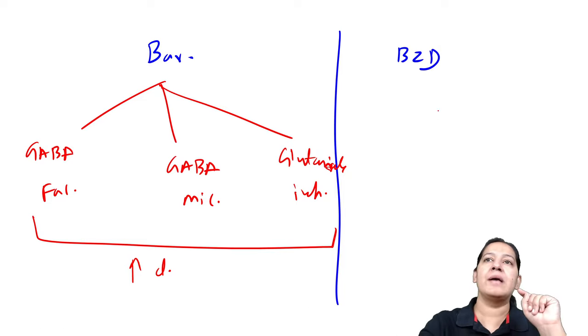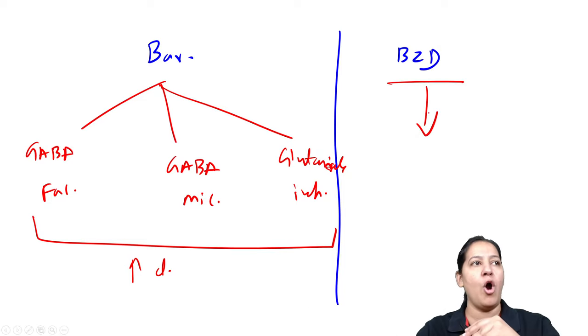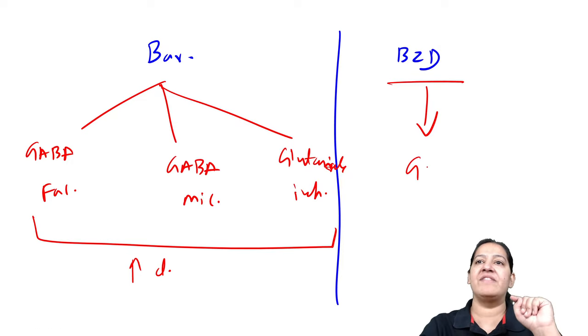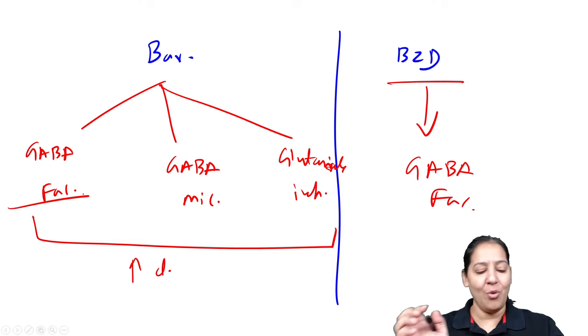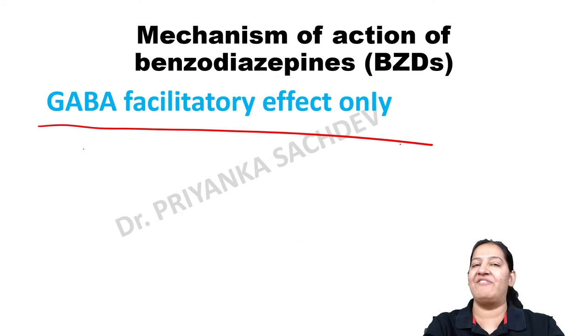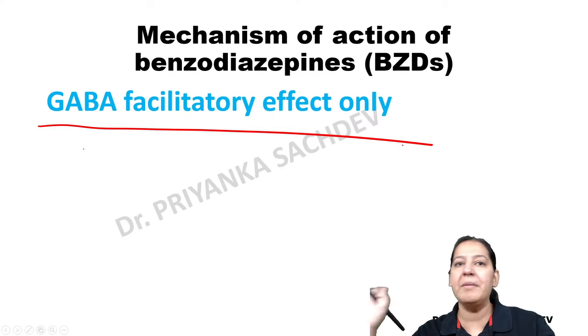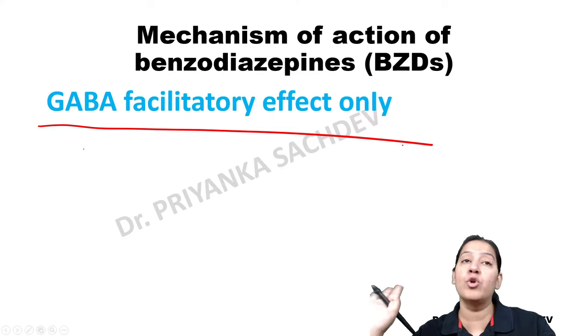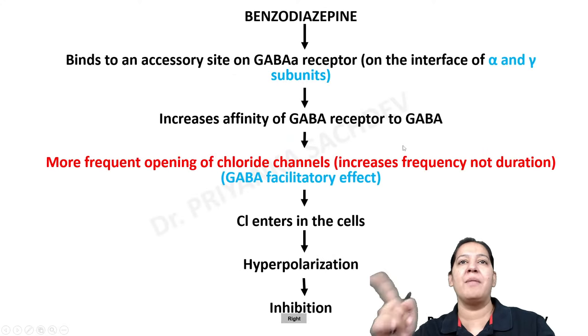On the contrary, benzodiazepine has only one mechanism of action, not three, only one, that is GABA facilitatory. I've already taught you that action. So it has only one mechanism of action, GABA facilitatory. It does not have GABA mimicry action. It does not have action on glutamate. It has only one action, GABA facilitatory action.